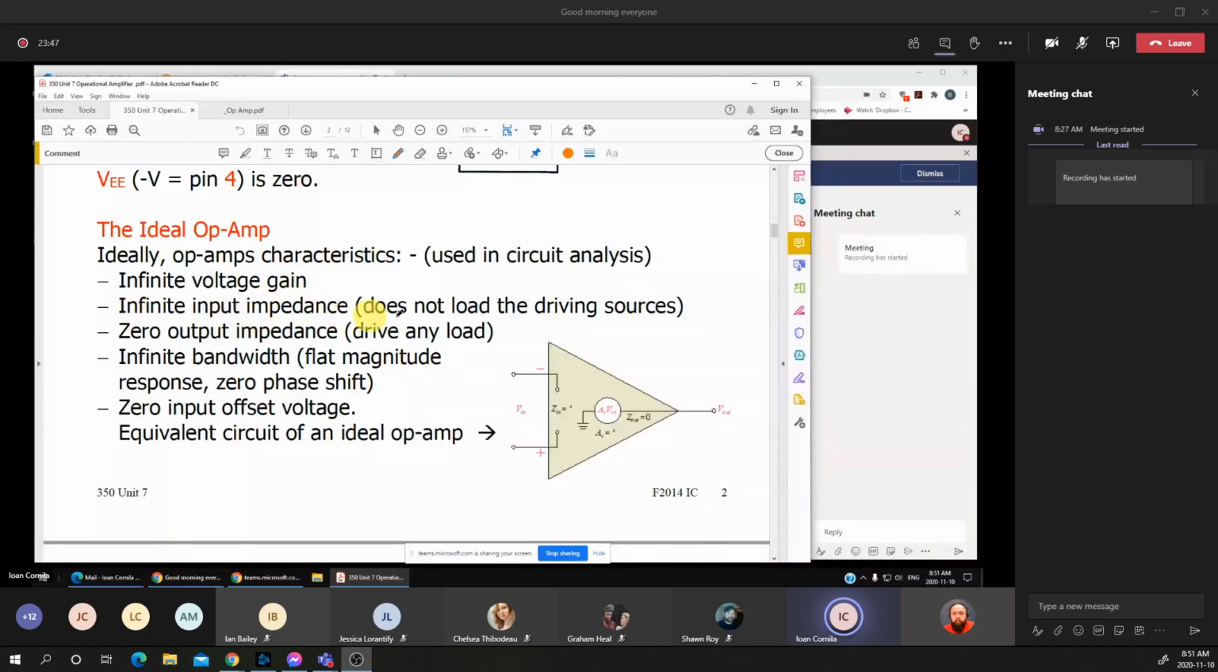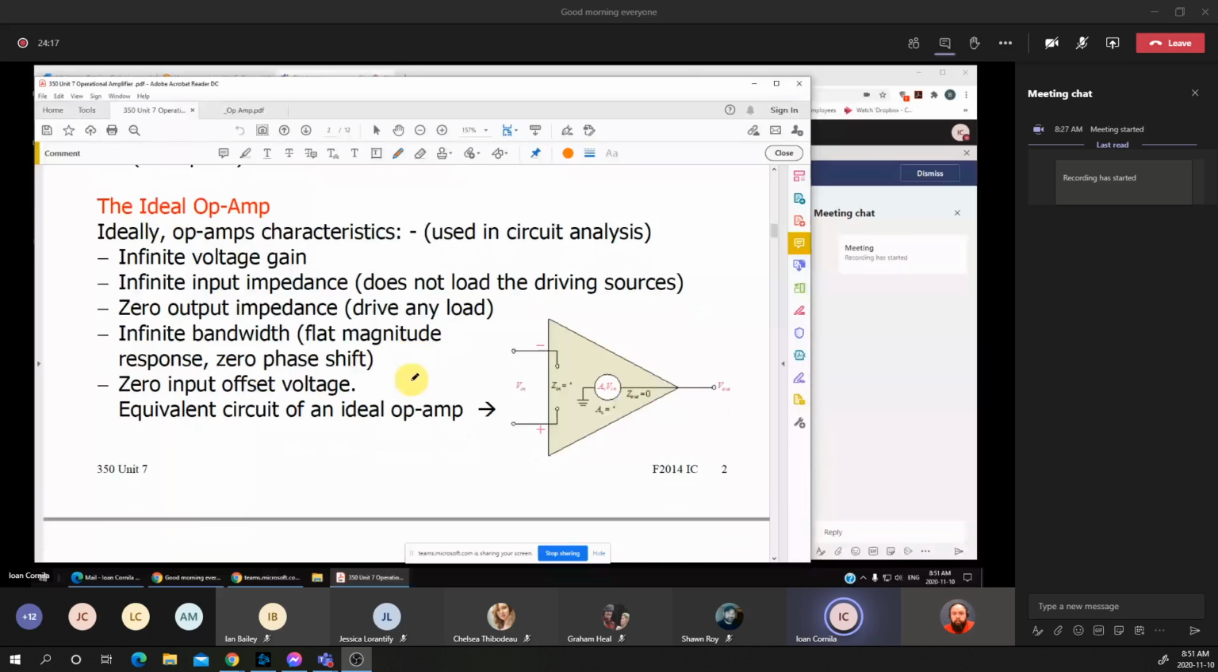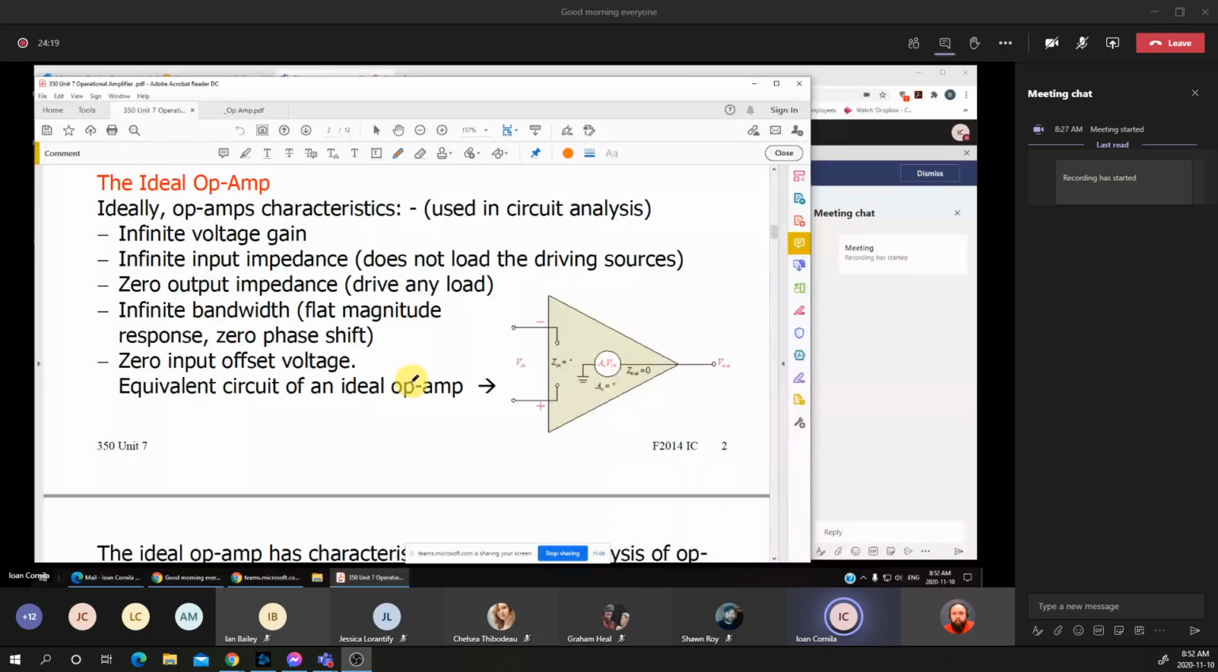Infinite input impedance does not load the driving source, the source that is connected between the two inputs. It will draw the minimum current, or it will draw no current. That's why we have an infinite input resistance. Zero output resistance: I know that is not possible, because if the output impedance is zero, it can drive any load, meaning an infinite output current, which is not possible.